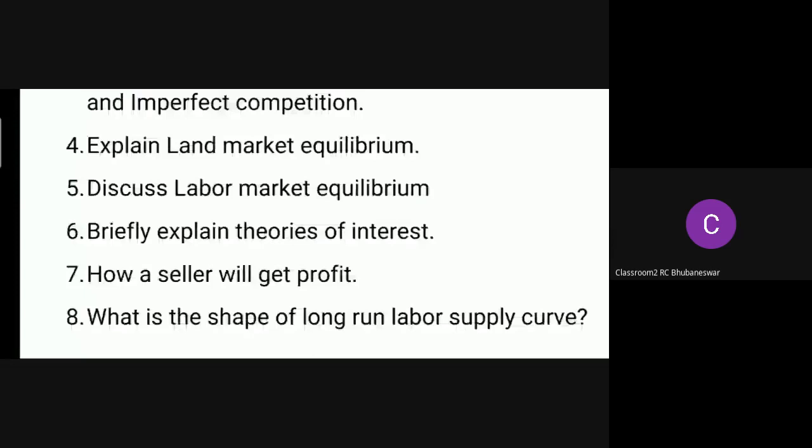When you increase your output, then what happens? Production increases, so our price will decrease. Okay.